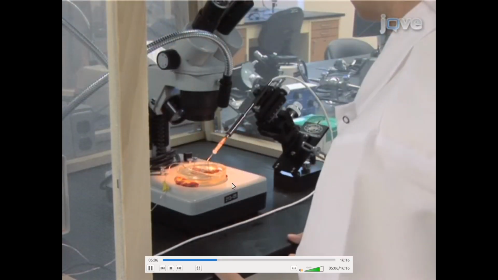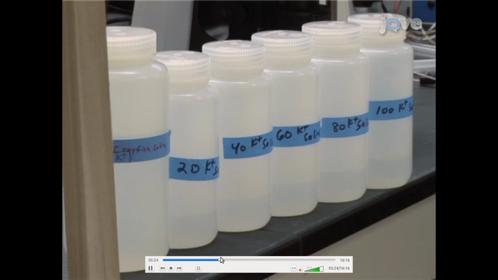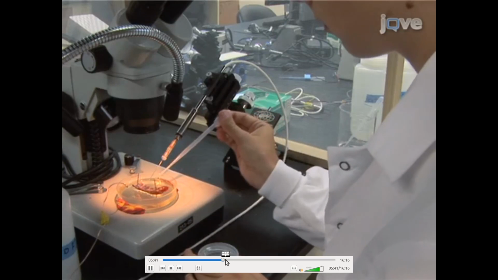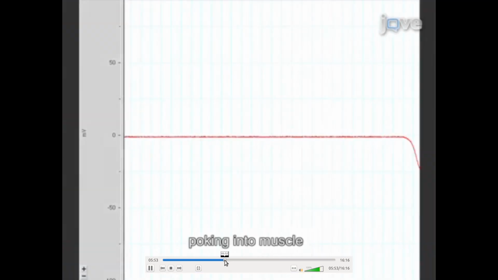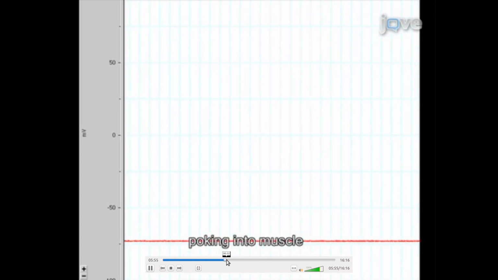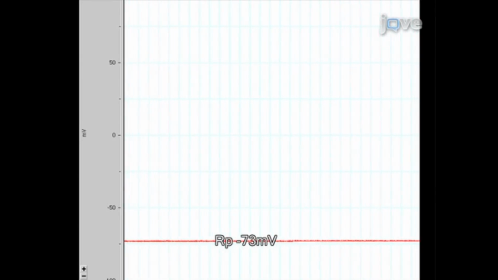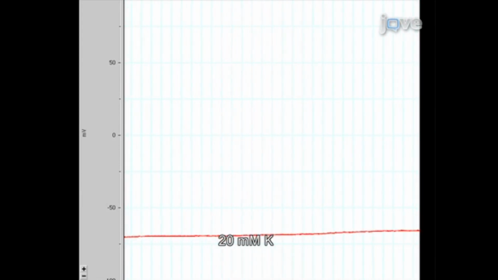After recording the resting potential for that muscle fiber, look through the microscope and carefully apply solutions with different potassium concentrations. Okay, so they're going to try using different potassium concentrations for the extracellular fluid: 40, 60, 80, and 100, in addition to the 5.4 and 20 sodium chloride solutions, being sure to cover the preparation completely each time. The effect of raising the extracellular potassium concentration on the membrane potential is shown in this screen capture.